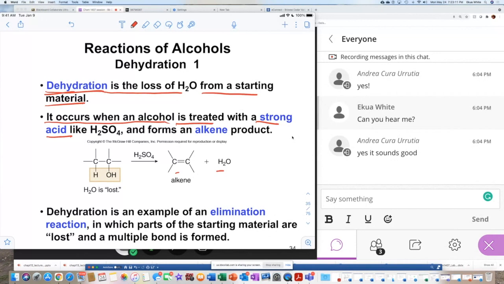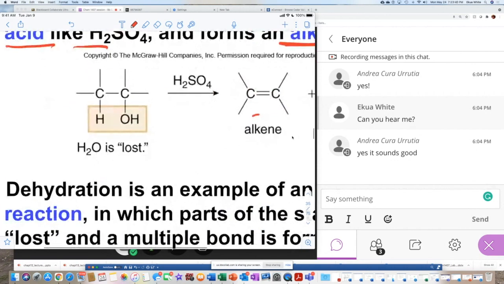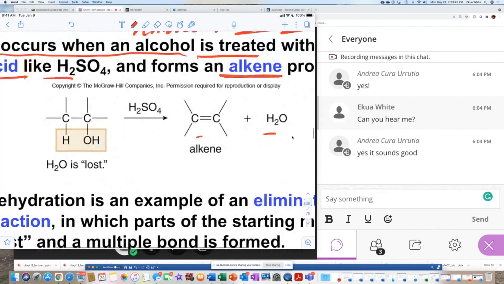It occurs when an alcohol is treated with a strong acid. So weirdly enough, the alcohol is put in a solution that has a strong acid, and then the acid removes a water molecule. And that process is called dehydration, because a water molecule is literally removed from the chemical. In this case, when it removes the water molecule, what it does is it forms an alkene.